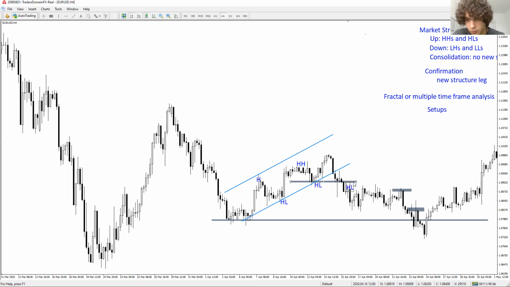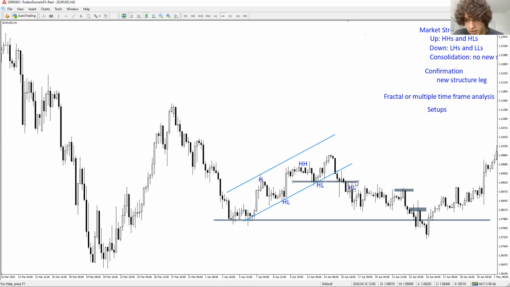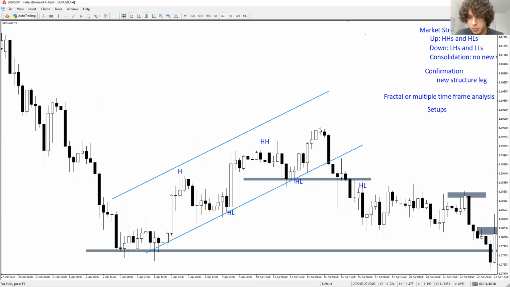When it comes to confirmation, the structure legs will tell you what is happening. Once this happens, after you watch all this price develop, it breaks. It's going to break either to the upside or to the downside, or it'll just keep going. But in this case, it broke.